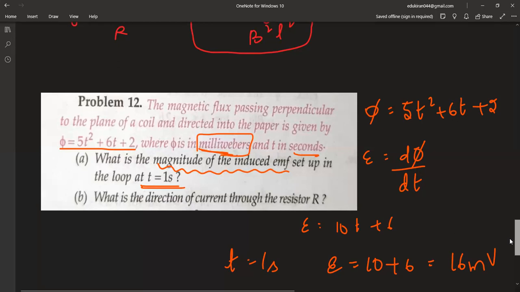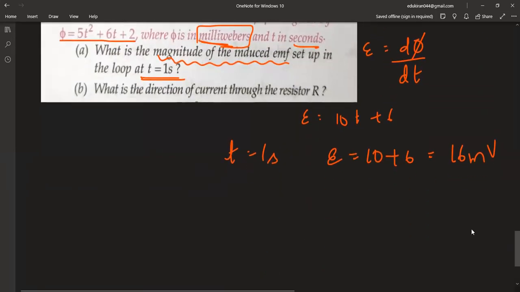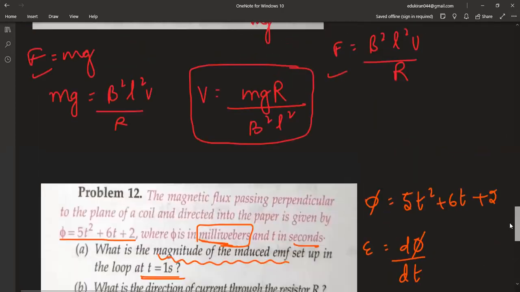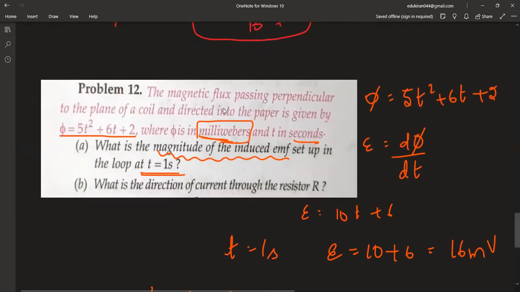Second part says, what is the direction of current through the resistor? See, for the second part, you directly have to apply Lenz's law. Direction of induced current is such that it opposes the change in the flux. So for this, induced current should generate outward flux, right, by flowing anti-clockwise. Understood? It is telling the magnetic flux. If you look at the figure in the question. Okay, figure is not given. But details should be given. Magnetic flux passing perpendicular to the plane of coil, all right?